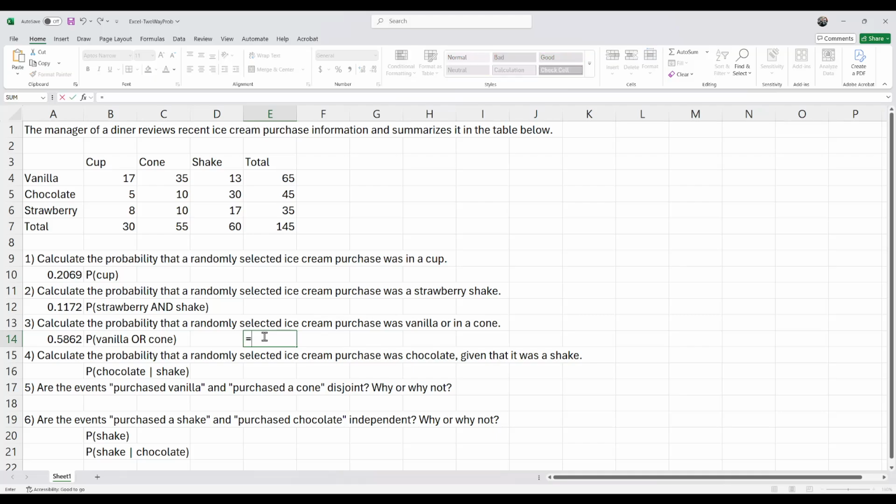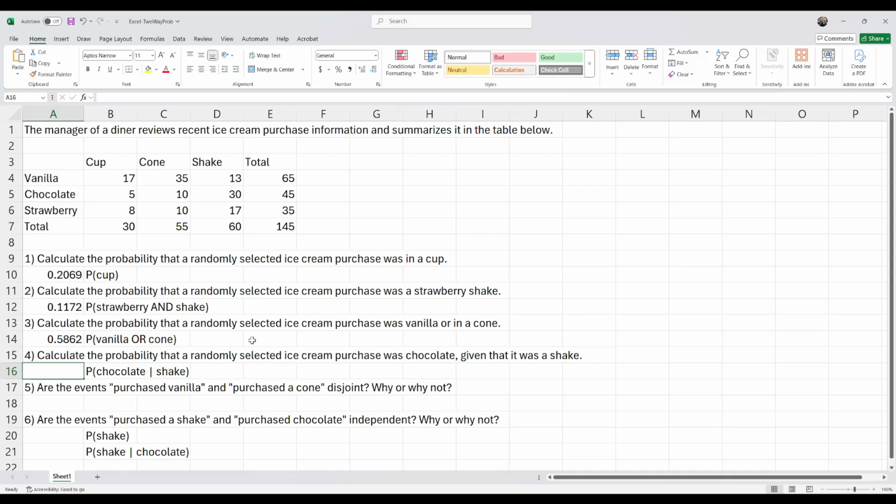Notice you could have actually found the numerator first and then divided it at the end. So we could say there were 65 purchases plus 55 cone purchases minus that overlapping 35. We can add and subtract those in parentheses, then divide by the grand total of 145, and we'll see the same probability there.